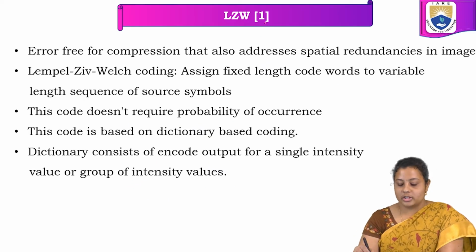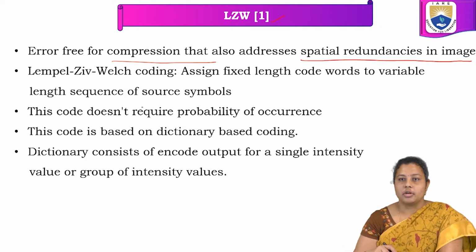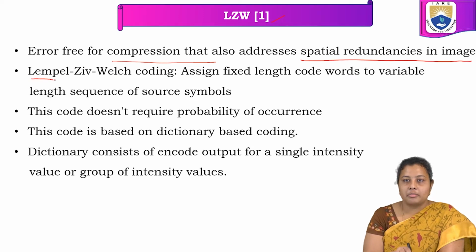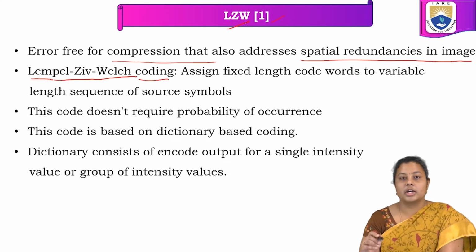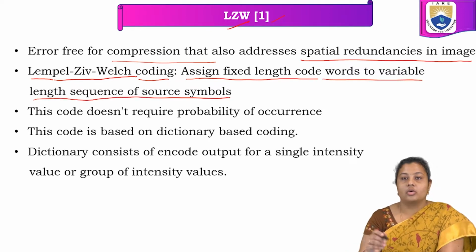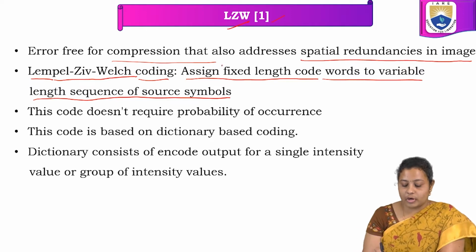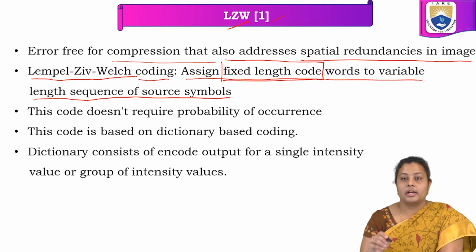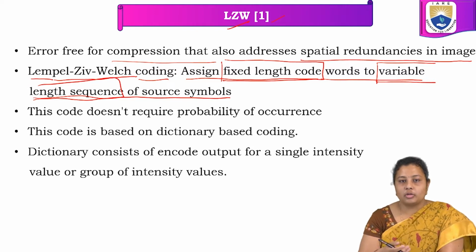So what is this LZW? It is an error-free compression that addresses the spatial redundancies in the image. It was developed by Lempel, Ziv and Welch, which is why we call it the LZW coding technique. What we are doing in this coding technique is assigning fixed length code words to variable length sequences of the source symbols, right? In our previous coding techniques, we used variable length code words for fixed sequences. So this is the difference between LZW and our previously discussed coding techniques.